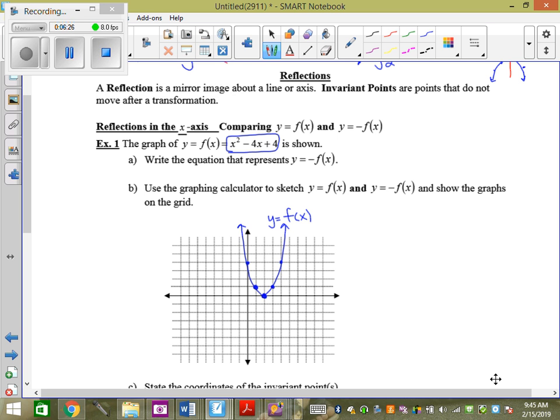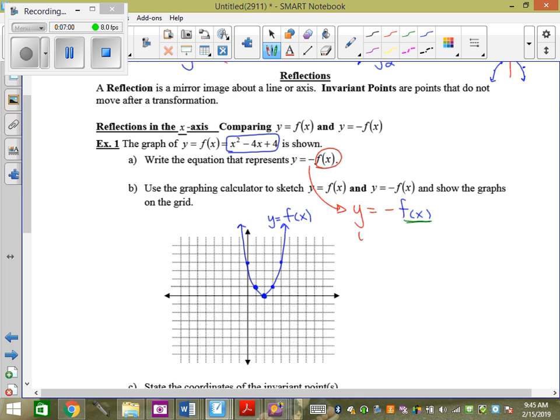Now they want us to write the equation that represents negative f of x. Okay, so I'm going to write that down here. Y equals negative f of x. What is f of x? I gave it to you. Look right above it. X squared minus 4x plus 4 is f of x. We agree?